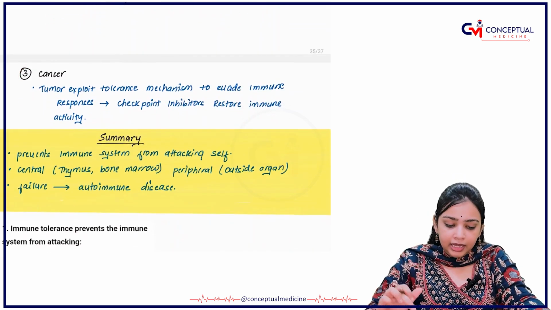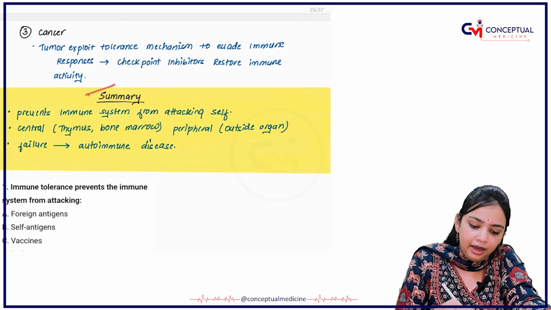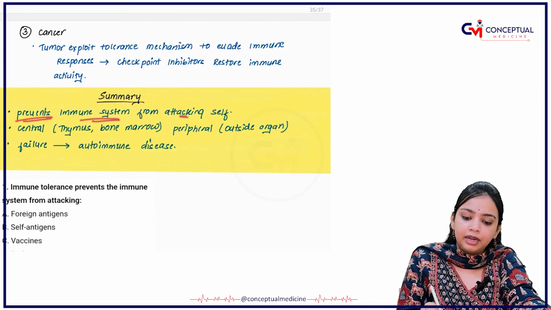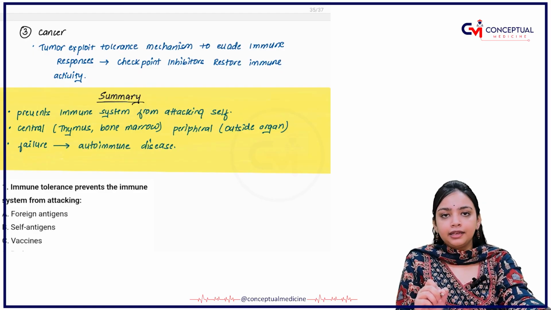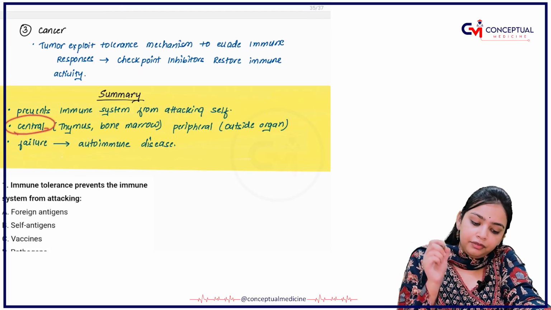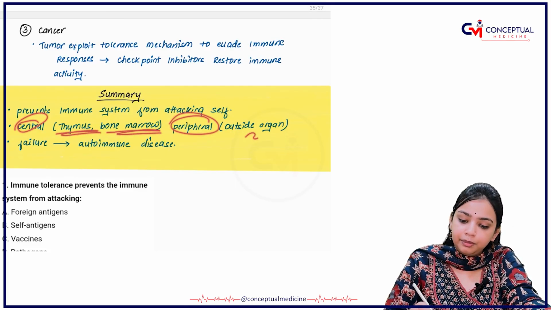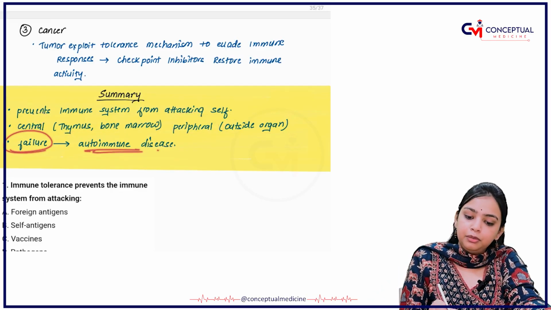Okay. At last, you have a summary table. What is in the summary table that we have? You need to remember that it prevents the immune system from attacking the self-antigen. Then you have the two types, central and peripheral. In the central, you have the thymus and bone marrow, and in the peripheral, you have the outside organs. And the failure leads to autoimmune disease.